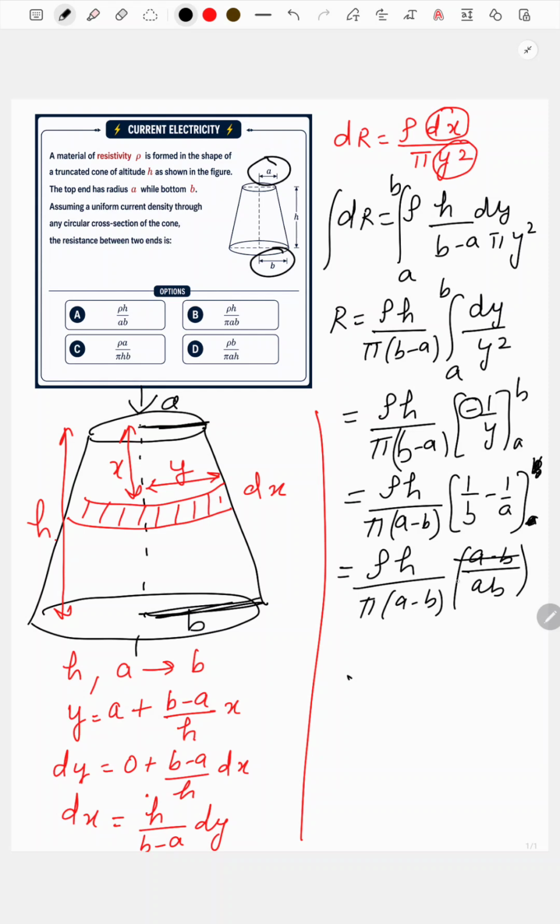Then a minus b will be cancelled out. So your final answer is rho h upon pi ab. Hence the final answer is B.